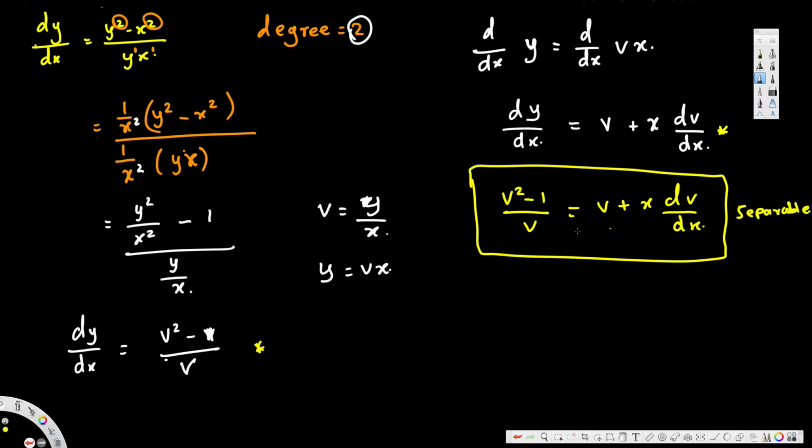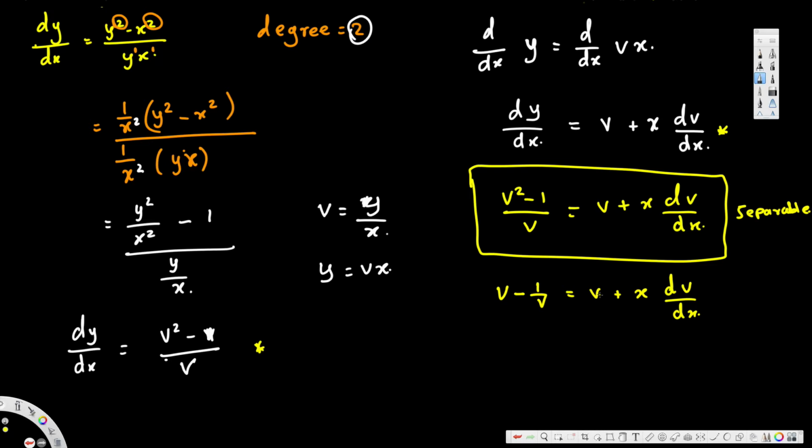After that it's easy to solve. Now what we have to do is we just have to separate and integrate. Now how can we simplify this one? We can separate this denominator for both, like v square divided by v, that's going to be just v minus 1 over v. I just substitute this denominator v for both of them separately, like v square divided by v, that's just v minus 1 over v, and that's equal to v plus x dv by dx.